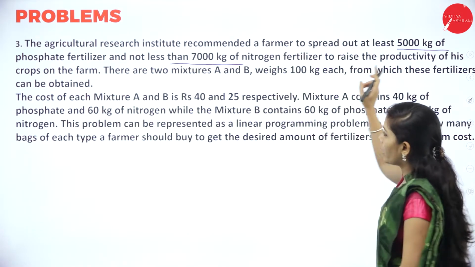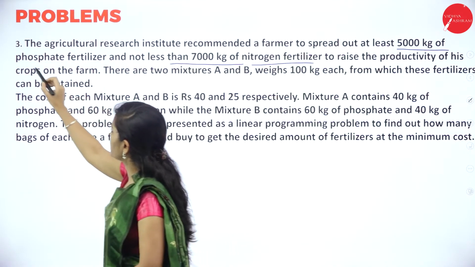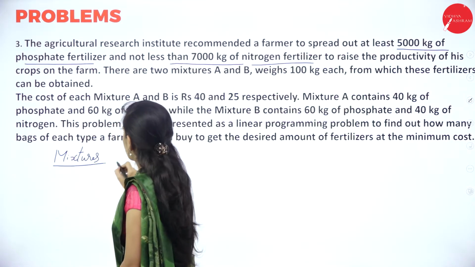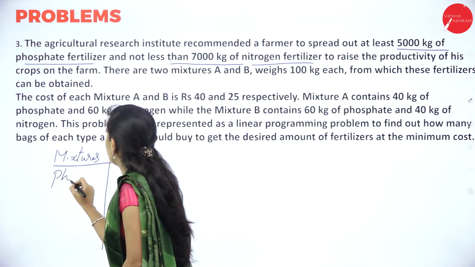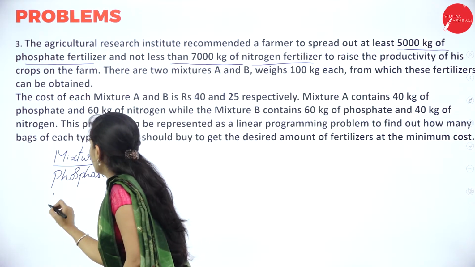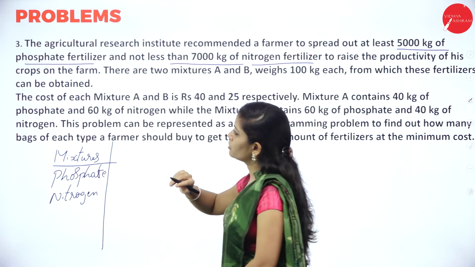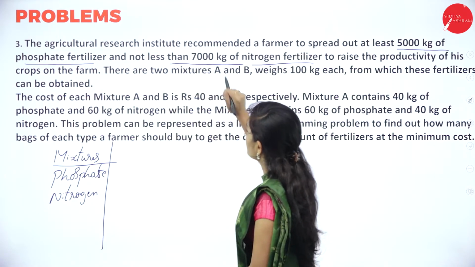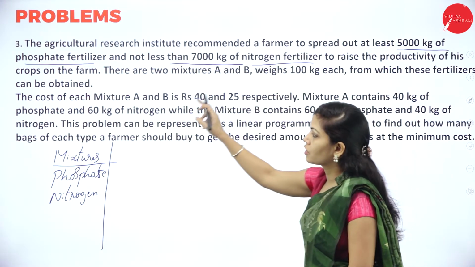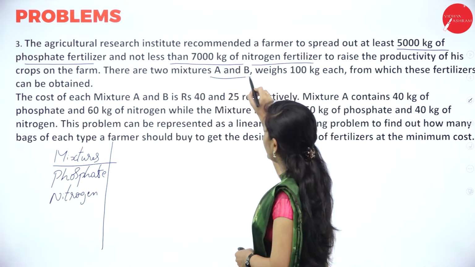So, we have 5,000 kg of phosphate and nitrogen fertilizer. Mixtures: phosphate fertilizer and nitrogen fertilizer. And not less than 7,000 kg of nitrogen fertilizer, to raise the productivity of his crops on the farm. There are two mixtures, that is A and B.